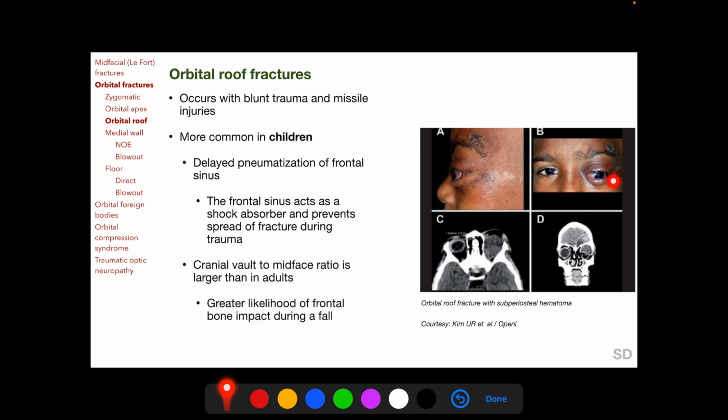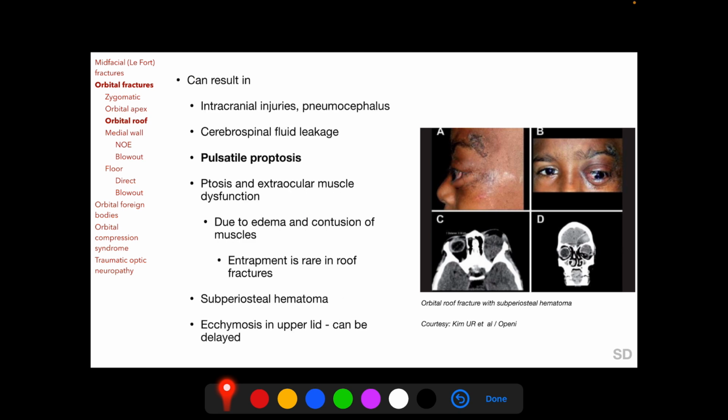So here we see a patient with injury of the orbital roof on the left side, which results in a subperiosteal hematoma inside the orbit, leading to proptosis. So an orbital roof injury can result in intracranial injuries and pneumocephalus, leakage of cerebrospinal fluid, pulsatile proptosis because of transmission of intracranial pulsation into the orbit, ptosis and extraocular muscle dysfunction due to edema and contusion of muscles and nerves adjacent to the orbital roof, but entrapment of muscle and soft tissues, as we will be discussing later in this section, is rare with orbital roof fractures.